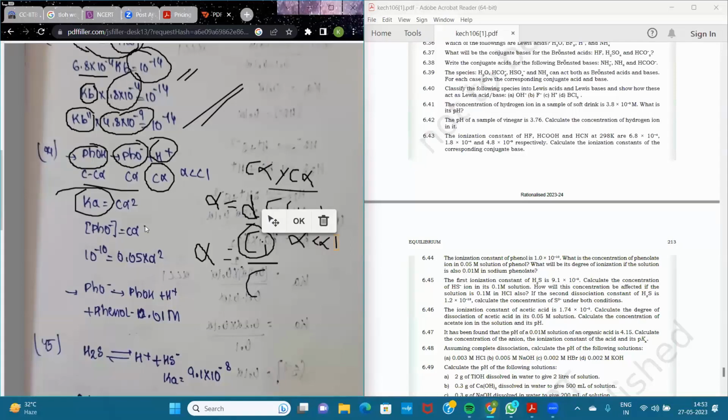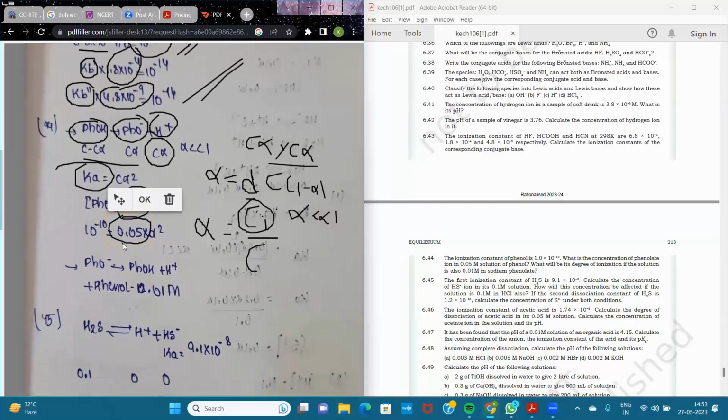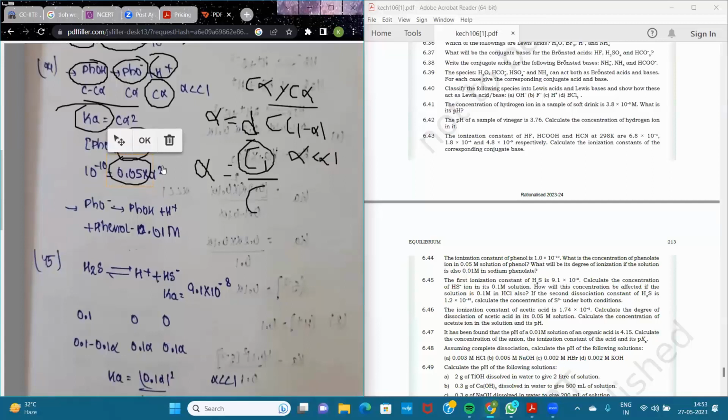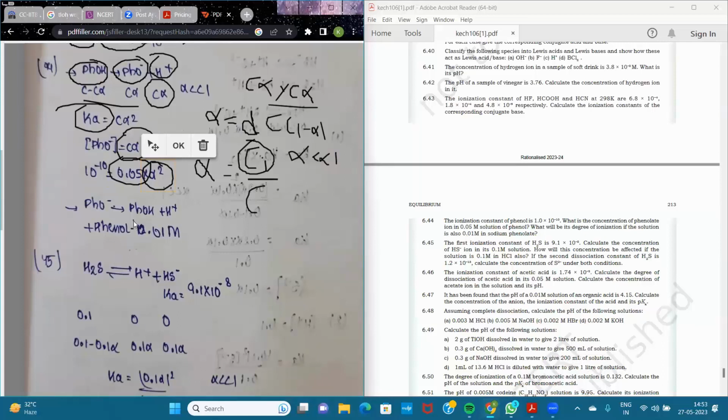Here, the phenolate ion concentration is C alpha. The given concentration is 0.05. From this, we can calculate the degree of dissociation. And then the first part is completed.